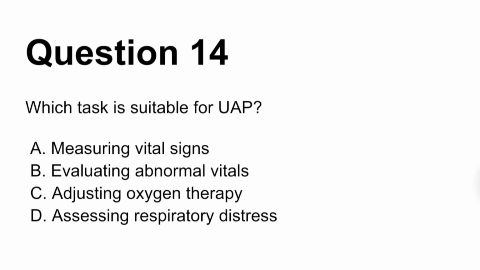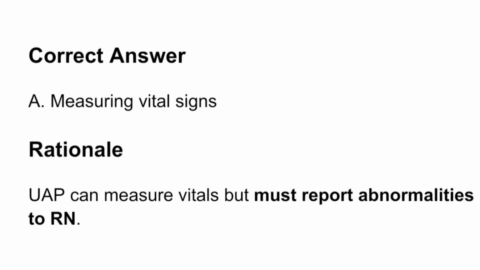Question 14. Which task is suitable for UAP? A. Measuring vital signs. B. Evaluating abnormal vitals. C. Adjusting oxygen therapy. D. Assessing respiratory distress. Correct answer, A. Measuring vital signs. Rationale: UAP can measure vitals but must report abnormalities to RN.